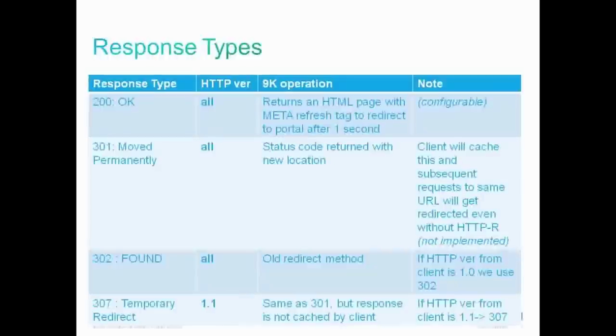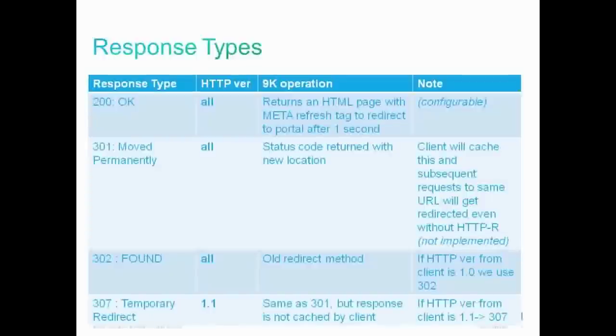Code 301 is a permanent redirect which can be used but is cumbersome, as the browser will remember that this page is permanently moved, so even after the redirect is removed from the session, the browser will still connect to the portal immediately. So considering that this is not a desired option, we have not implemented this methodology. Code 302 means that the page is found and we are instructing to connect to a different server instead. This is the older method that HTTP version 1.0 was using for redirect.